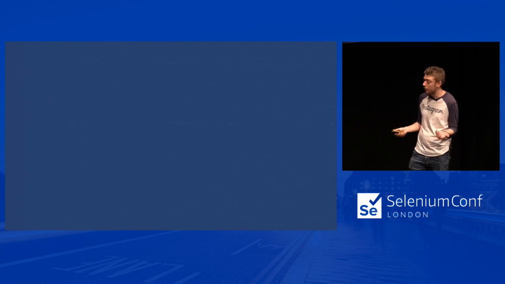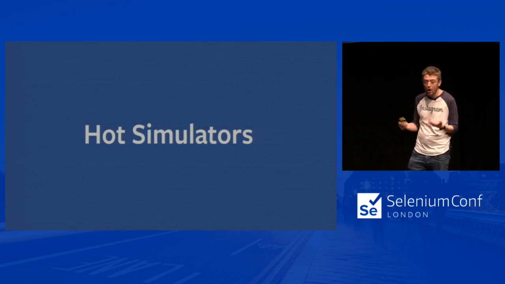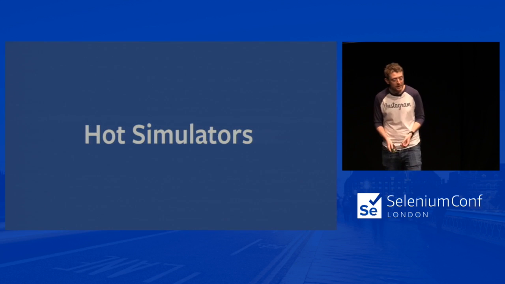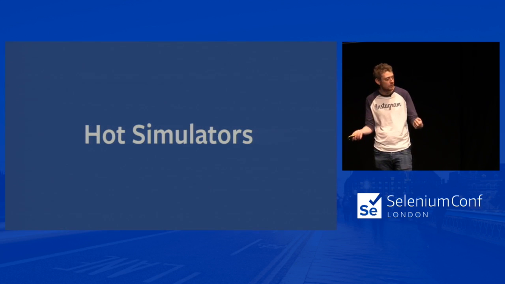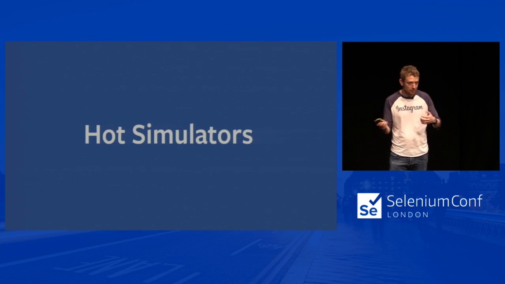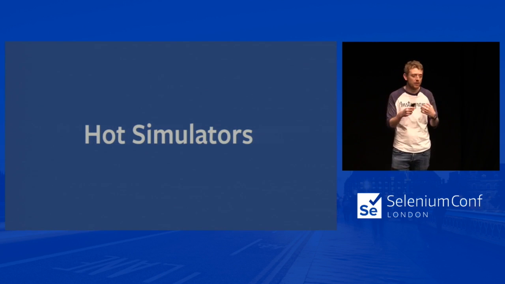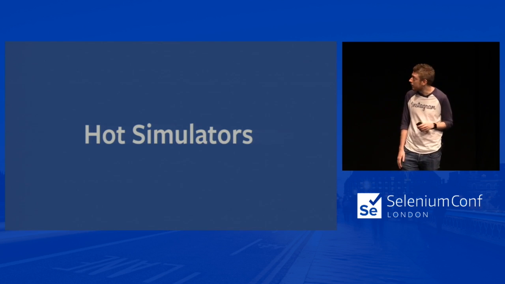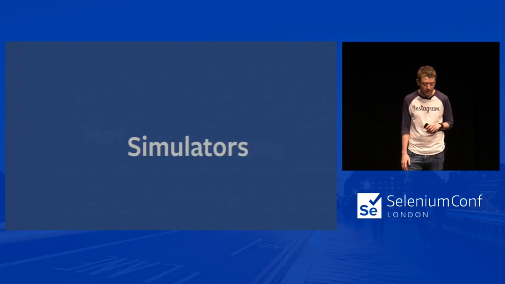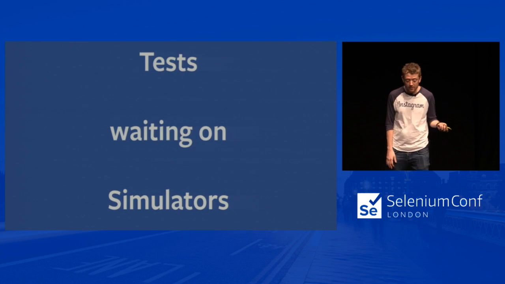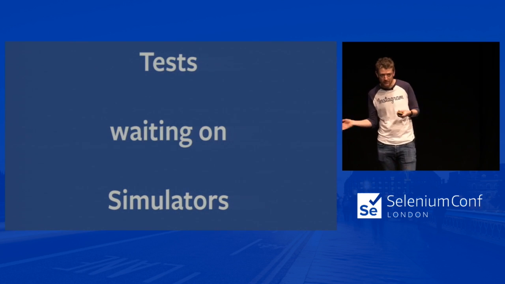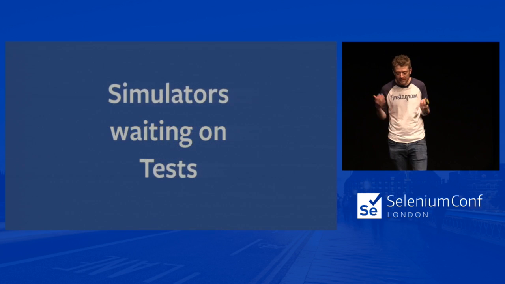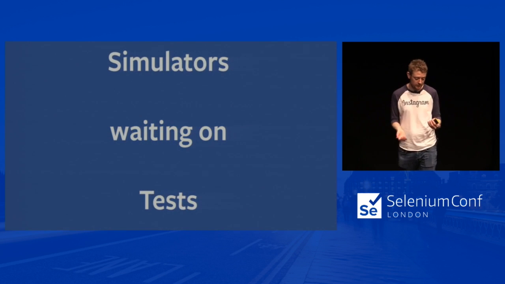So what do we call this? Well, we call this hot simulators. This means that the simulators are ready to run tests as soon as the build is ready. By splitting up the relationship and figuring out our critical path, this means, obviously, the simulators are ready to accept tests. So instead of having tests waiting on simulators, you instead have simulators waiting on tests.